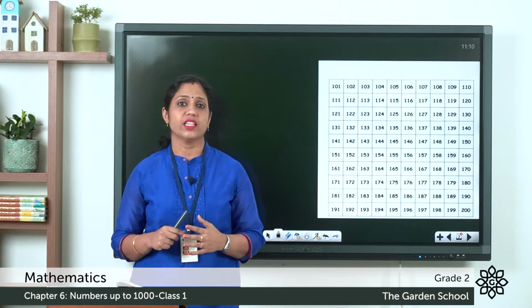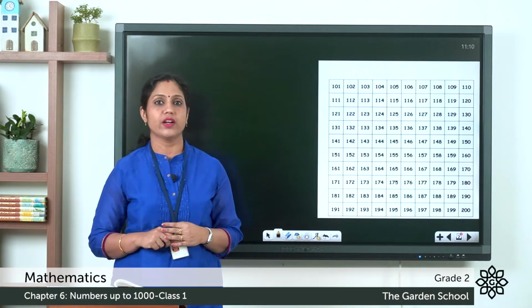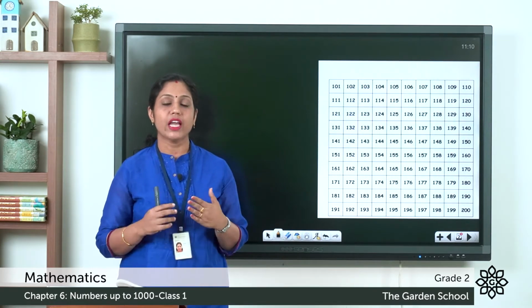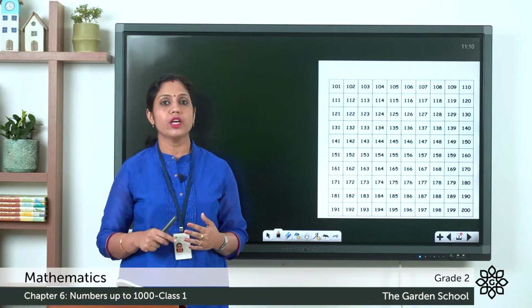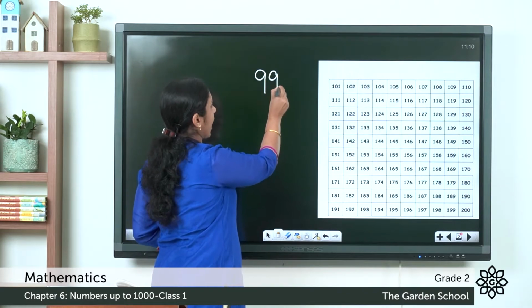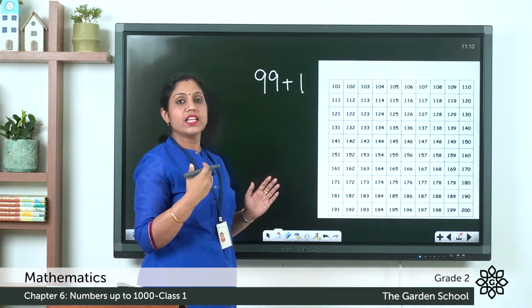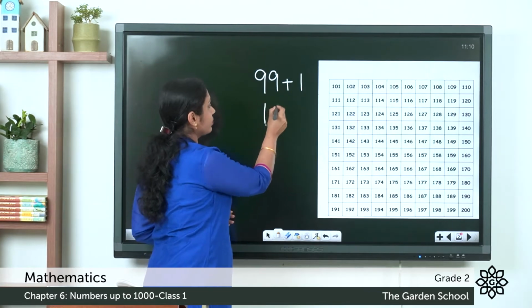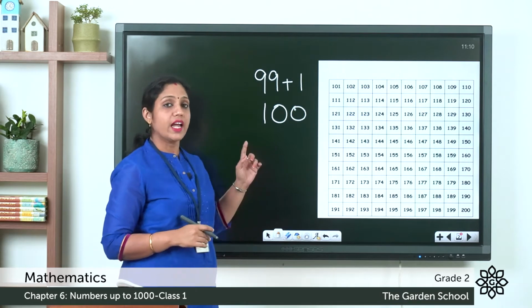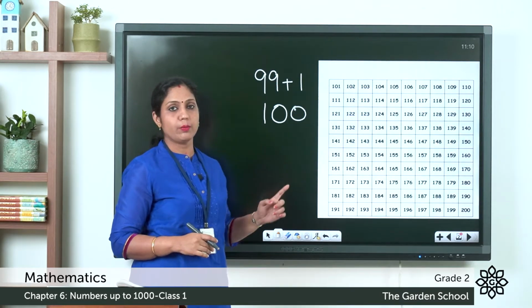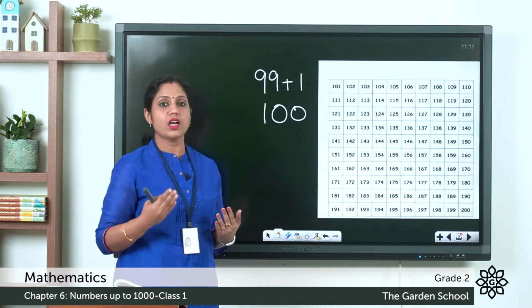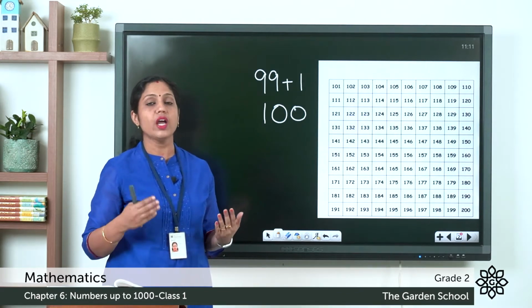Now let's check the numbers from 100 to 200. When we reach 99, what will be the next number? We have to add 1 to the number to get the next number. If it is 99, if we add plus 1, we will get the next number, that is 100. And 100, we know, is a 3-digit number and 100 is the smallest 3-digit number. And from 100, how will we count? The same pattern follows. 101, 102, 103, 104 and so it goes.